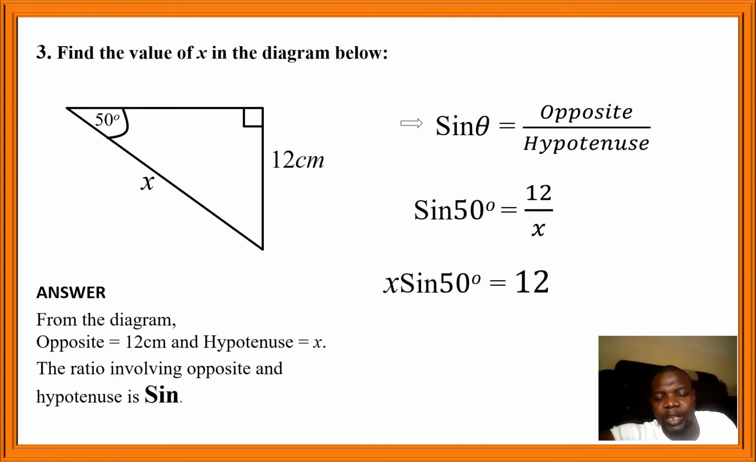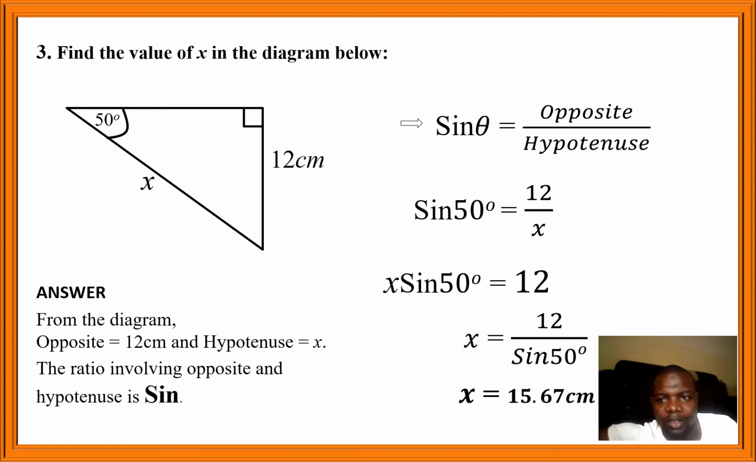Cross multiplying, that gives us x sine of 50 degrees to be equal to 12. Dividing through by sine of 50 degrees for x to stand alone, that gives us x to be equal to 12 divided by sine 50, which gives us 15.67 centimeters.